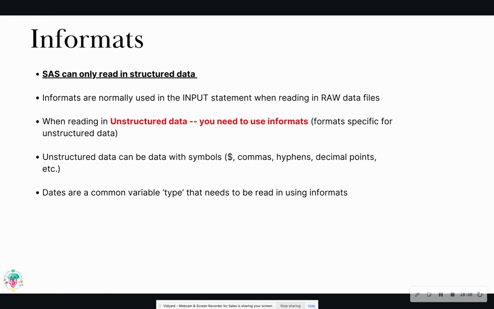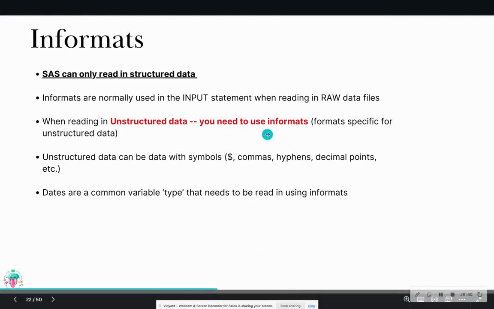It can read in regular numbers and letters. Anytime you have a variable that is storing special characters, where the variable has hyphens in it, such as a date, where you may have 06-12-88, that is going to need an informat. If you are reading in money, say for instance, you have a variable that has the $ sign in it, that is going to need an informat to be used. So when reading in unstructured data, you need these informats.